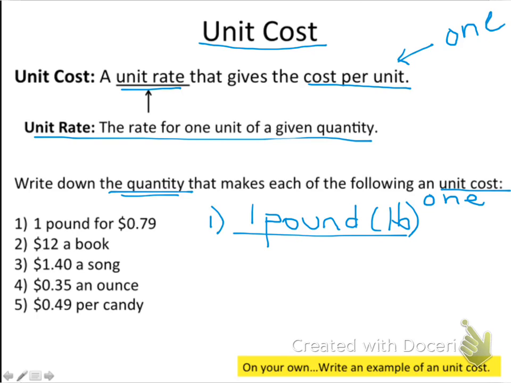Then when you're done that, write an example of a unit cost, any unit cost you want. Remember that a unit cost is the amount for one thing, the price of one thing.